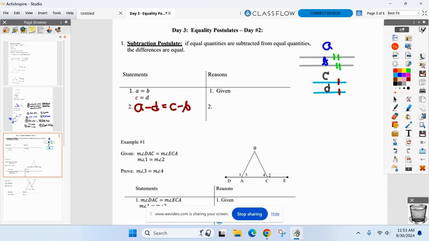Should we write it down? C, now you can, yeah, in the notes. You didn't need a diagram for this.